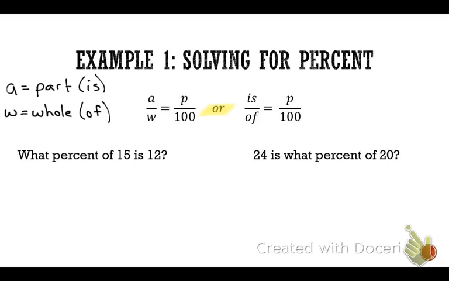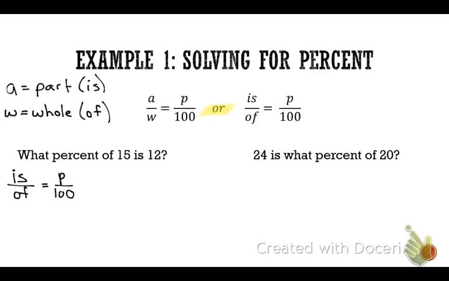Now your formula is your original problem. On your homework, you do not have to write the statement. You must write the formula. So we're going to keep practicing. All right. And again, it doesn't matter which one. I like to choose is over of. Is over of equals P over 100.